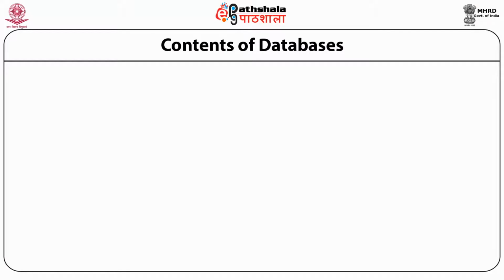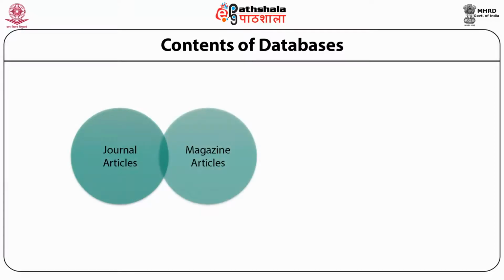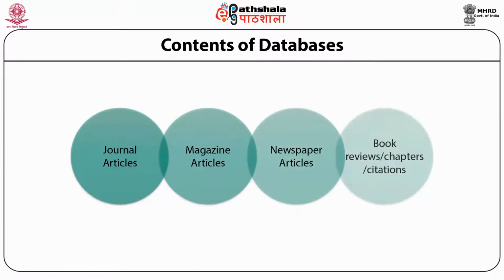Contents of databases. These databases consist of following materials: journal articles, magazine articles, newspaper articles, book reviews, chapters, citations, and even full complete books. So these databases have essentially a wider coverage, and whatever scholarly literature is being published from different sources is being made available in the form of databases through various bodies, both commercial and scholarly.